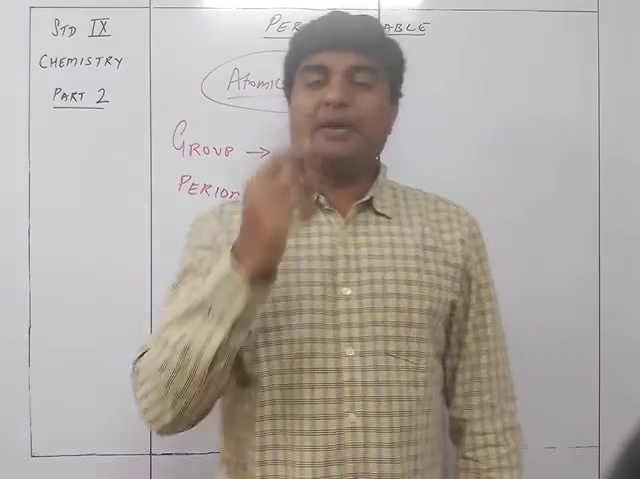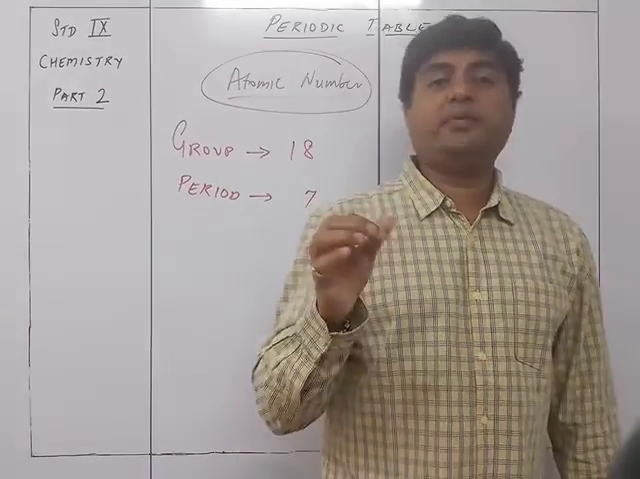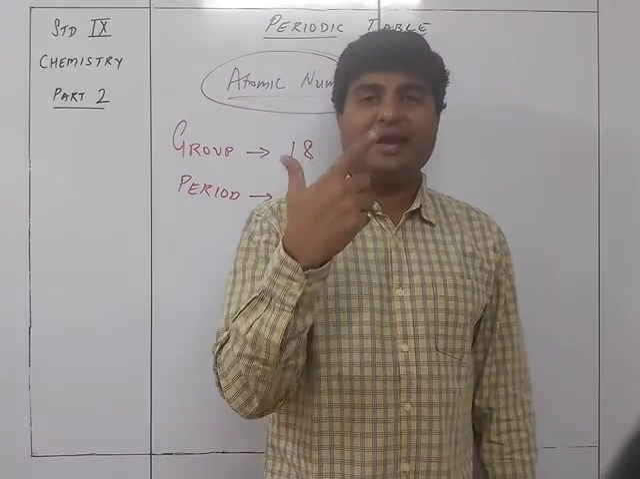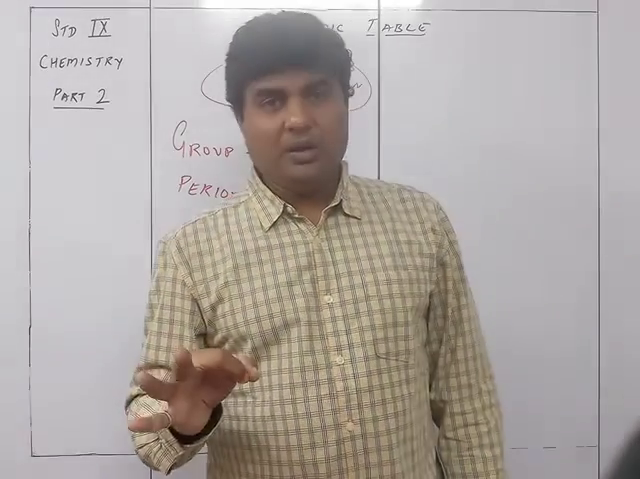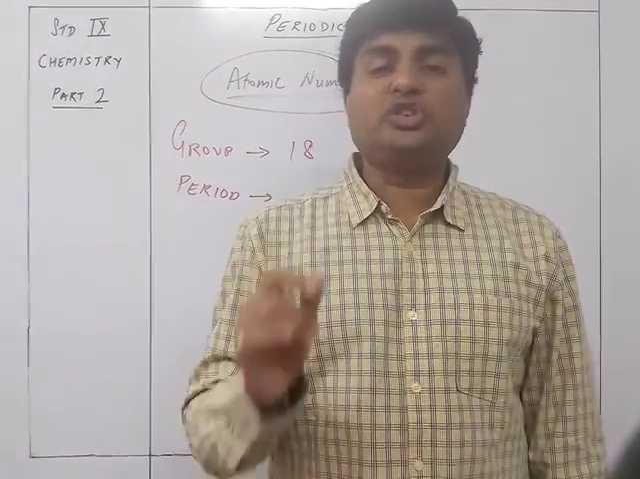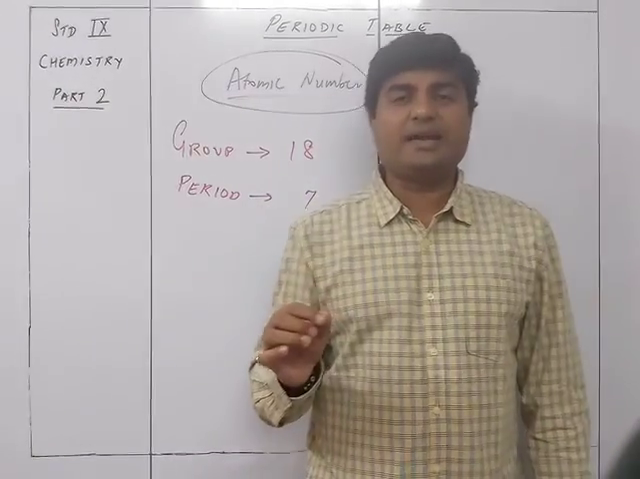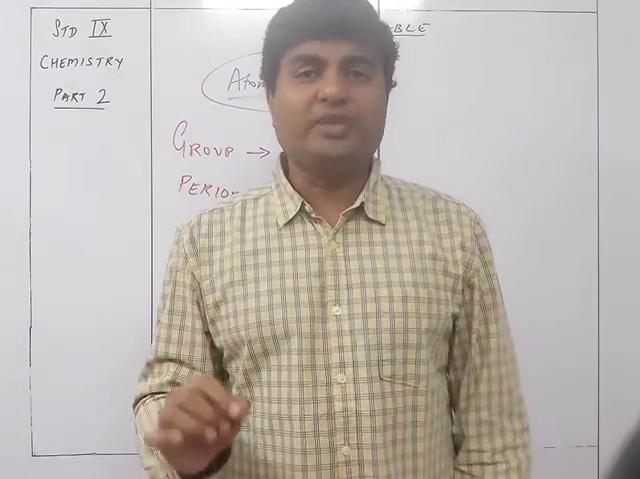If I say that an element is in period number 2, that means it has got only K and L shell. It doesn't have any other shell, it's got only K and L. So the period number tells you the number of shells present in an atom. The number of shells present in an atom is going to be determined by the period number of that particular element.